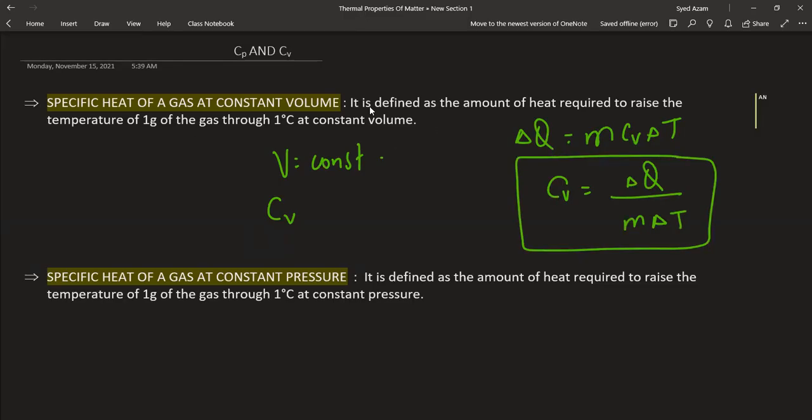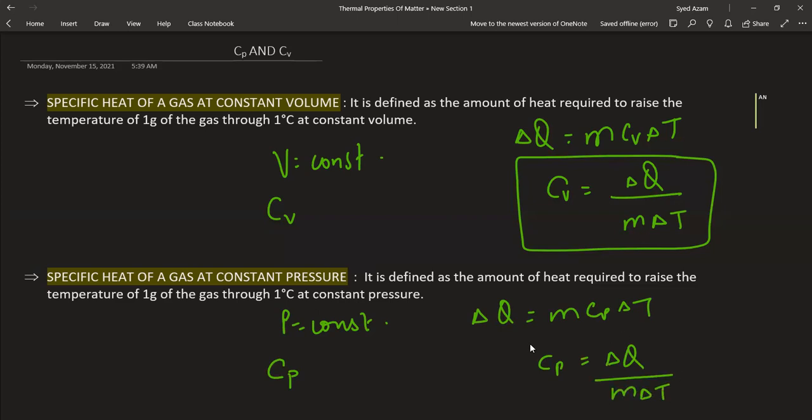This is very important. So it is defined as the amount of heat required to raise the temperature of 1 gram of the gas through 1 degree Celsius at constant volume. And what is CP? Same thing. Pressure is constant. So CP. So delta Q is equal to M CP delta T. So CP is equal to delta Q by M delta T. Same thing. We will be using this again in thermodynamics, so please revise this properly. Okay, this is clear. Specific heat at constant volume and at constant pressure. Clear?